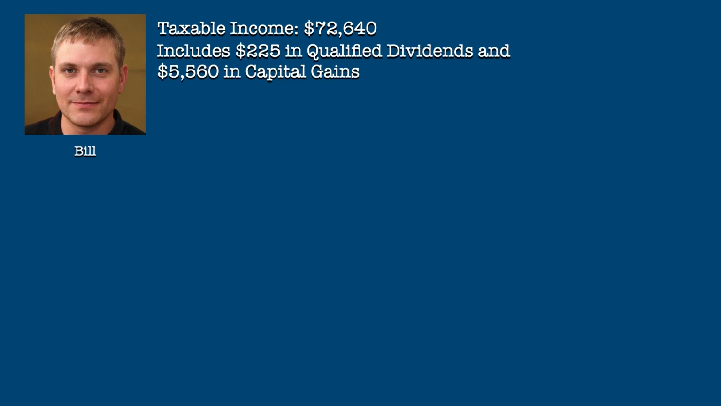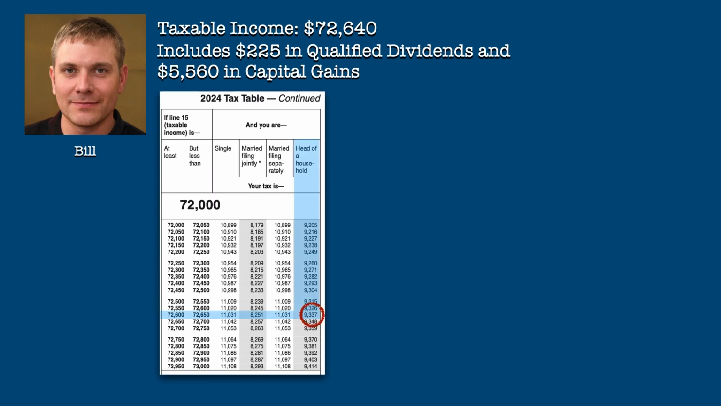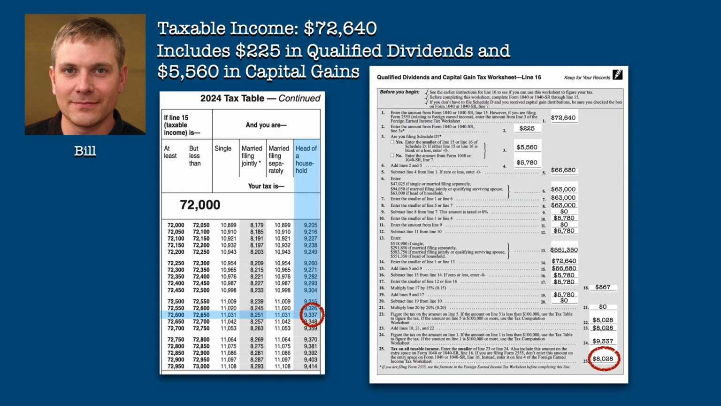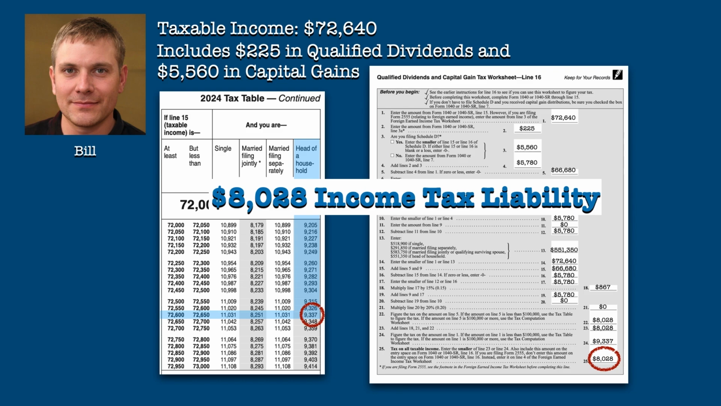$30,806. Bill files as head of household, and his income of $73,640 includes $225 in qualified dividends plus $5,560 in capital gains. Bill figures his income tax by first doing what Tony did, then using the resulting figure to complete a qualified dividends and capital gains worksheet, giving him an income tax liability of $8,028. I've covered the qualified dividends and capital gains worksheet in other videos on this channel, and a playlist of those videos is linked above or on the end screen of this video, so I won't go into the details as to how it was filled out.